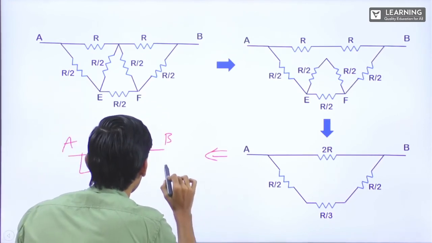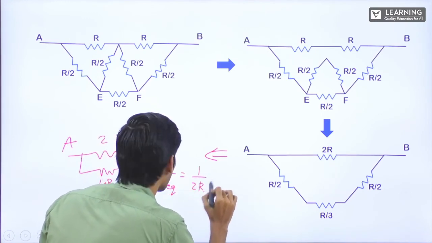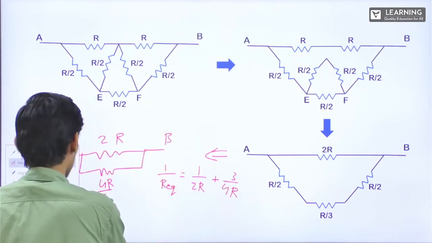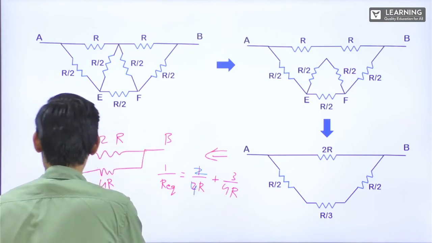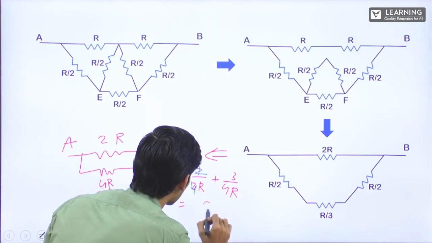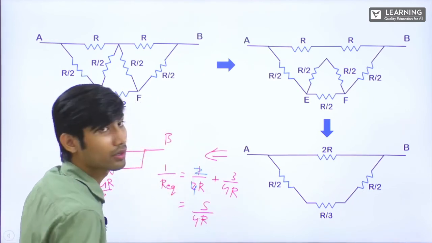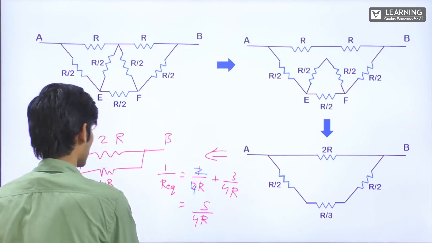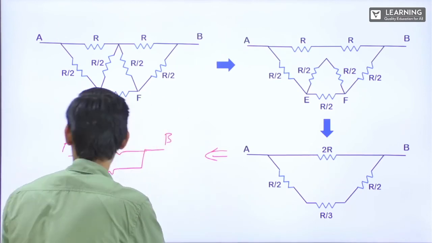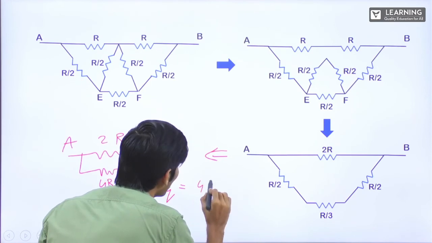Parallel they are. So 1 upon R equivalent is equal to 1 upon 2R plus 3 upon 4R. Again, if I multiply 2 in denominator and numerator both, this will be 2 plus 3, 5 upon 4R, right? 5 upon 4R. So R equivalent will be 4R by 5.